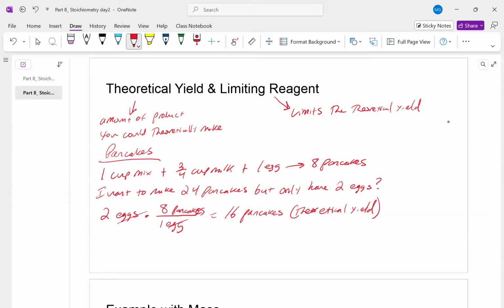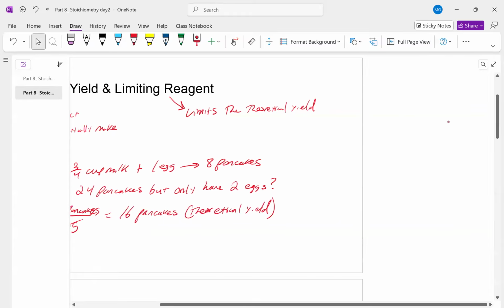That if I had an infinite amount of the pancake mix and an infinite amount of the milk, but only 2 eggs, I'm limited by the amount of eggs that I have. And my theoretical yield is limited by that. And so again, my theoretical yield would be 16 pancakes.